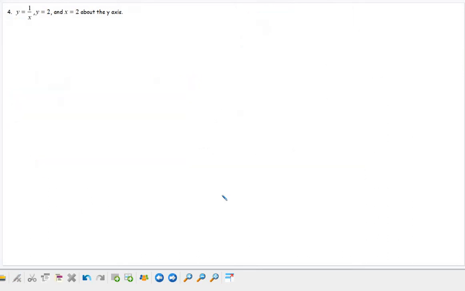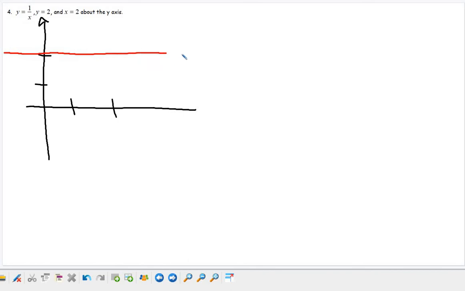Number 4, so we have y is equal to 1 over x, y is equal to 2, and x is equal to 2 about the x-axis, which is still first quadrant. Convenient. So 1, 2, 1, 2. So y is equal to 2. X is equal to 2. And then y is equal to 1 over x.